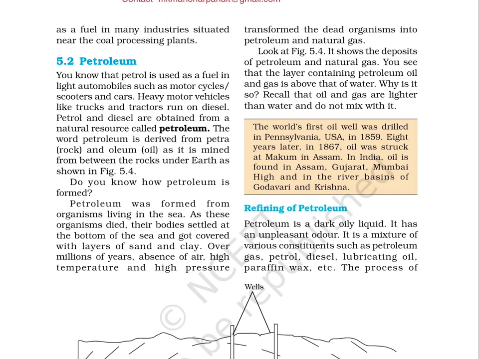Do you know how petroleum is formed? Petroleum was formed from organisms living in the sea. As these organisms died, their bodies settled at the bottom of the sea and got covered with layers of sand and clay. Over millions of years, absence of air, high temperature and high pressure transformed the dead organisms into petroleum and natural gas. Look at figure 5.4.